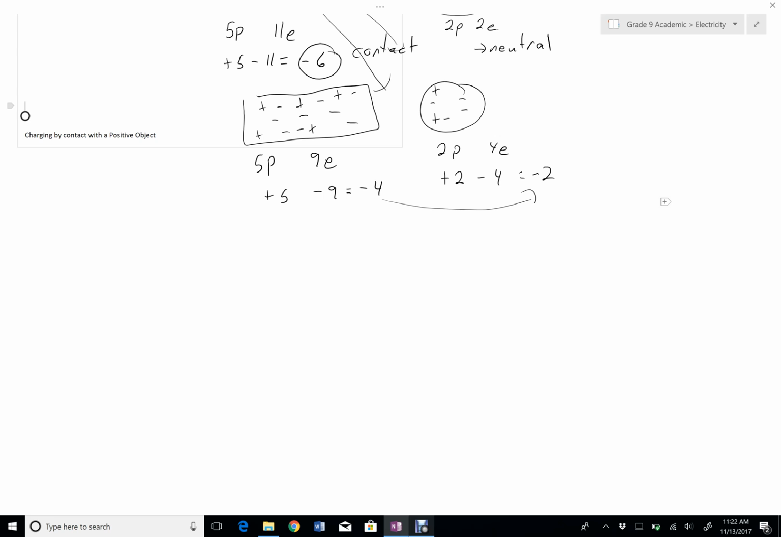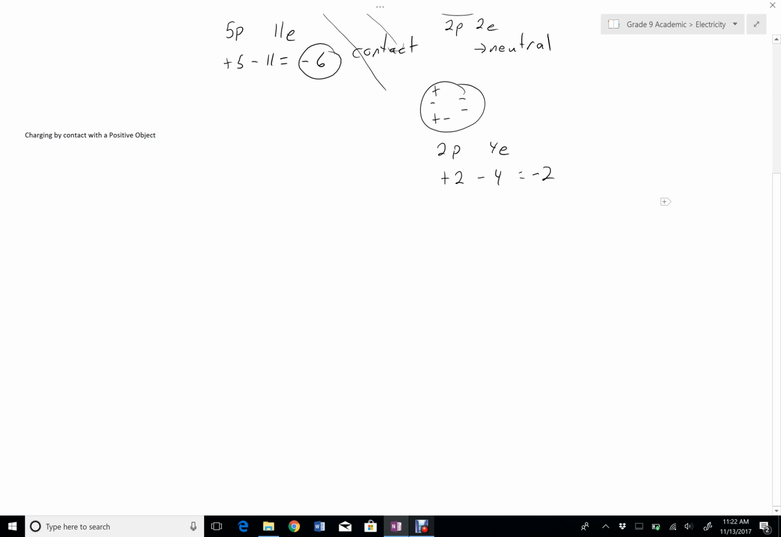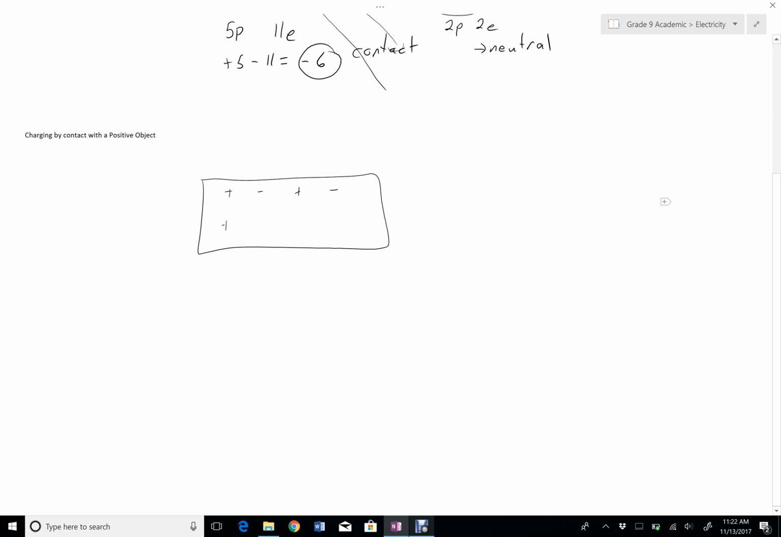So with a positive object, I'm just going to erase some of this so that we have more space to work here. What we're assuming is that the initial object has a deficit of electrons. So here's our object. So I have 5 protons and only 2 electrons, or +5 and -2, or a net charge of +3. So this is my positive object. And it's going to come in contact with the neutral object, 2 protons and 2 electrons.